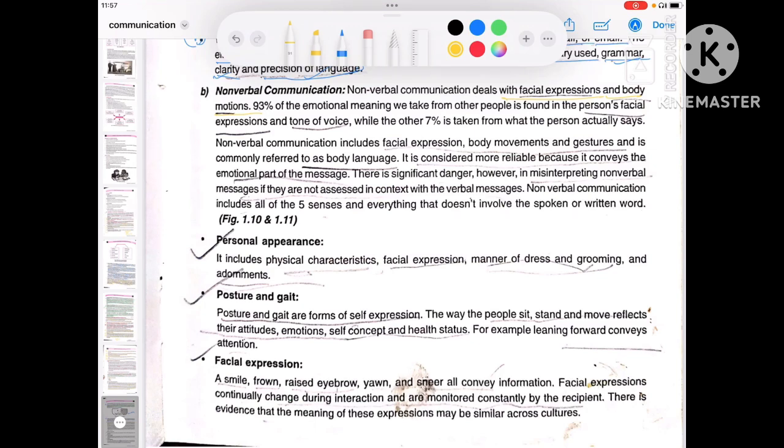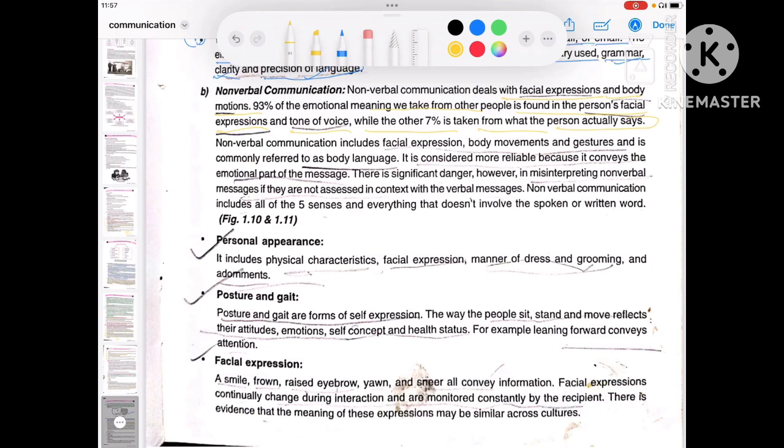93% of the emotional meaning we take from other people is found in the person's facial expressions and the tone of voice, while 7 percent is taken from what the person actually says. Okay, so 93 percent we can find out what the person means through his facial expression, body gestures, the expression he is showing, and voice modulation, tone of voice. And only 7 percent we can understand by their speech.